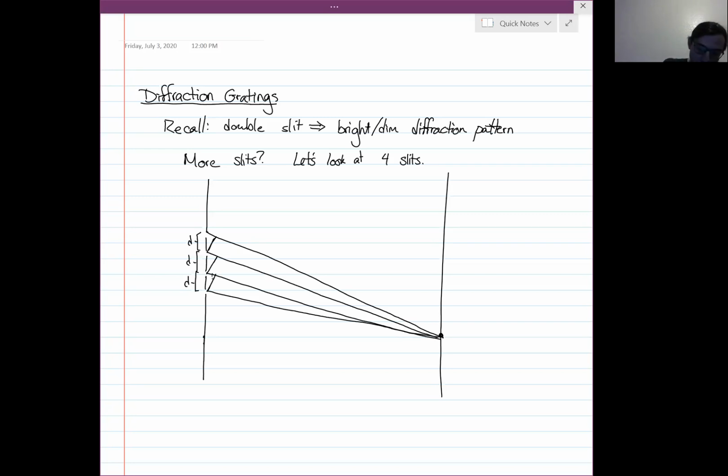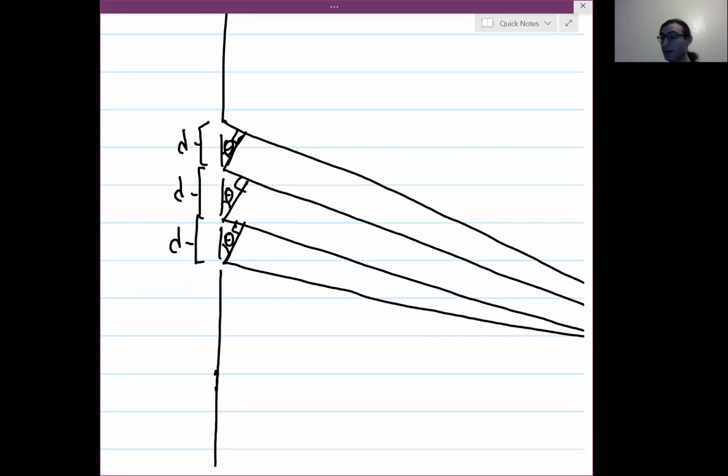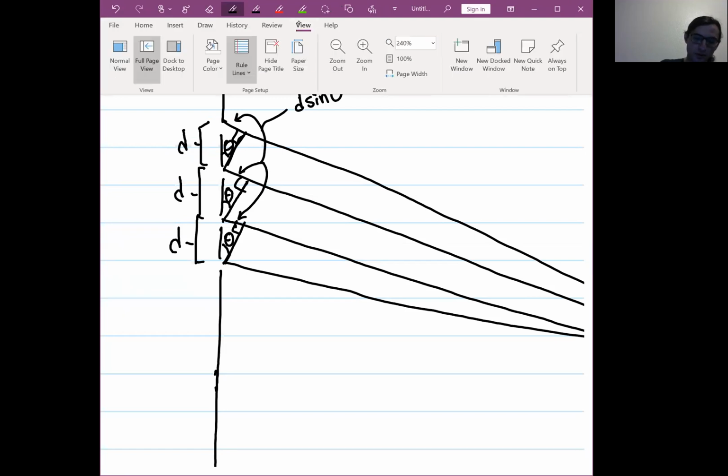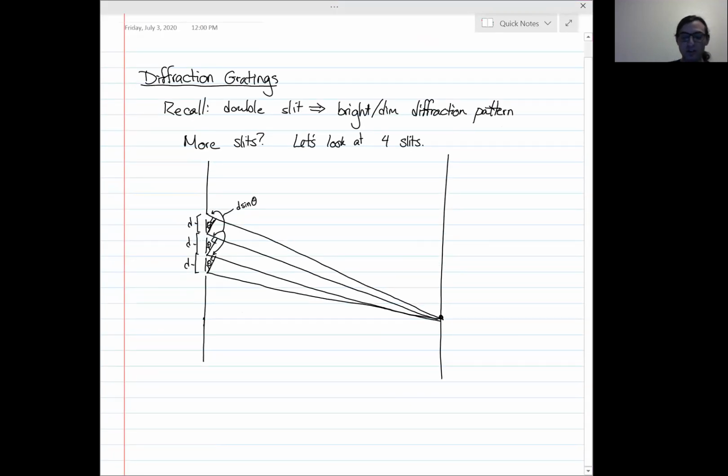And so again, these are all right angles. They all have the same angle theta. Sorry that this is very tiny. They all have the same angle theta. And so that means that all of those side lengths have length d sine theta, right? That has to be true, that's just trig. And if they all have the same angle, then they all have the same side length.